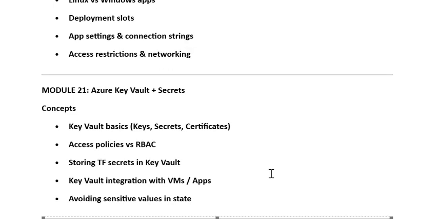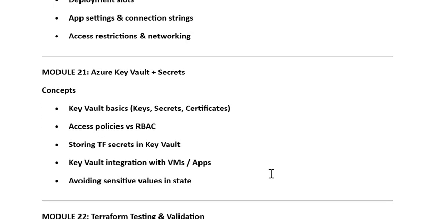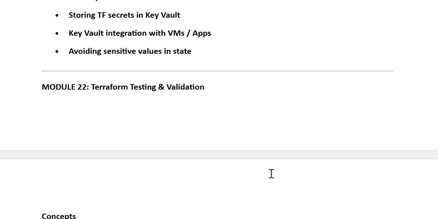And Azure Key Vault and secrets. What is Azure Key Vault and secrets? Key Vault basics, keys, secrets, certificates, and policy via RBAC, and storing Terraform secrets in the Key Vault. Key Vault integration with the VMs and apps, avoiding sensitive values in the state.